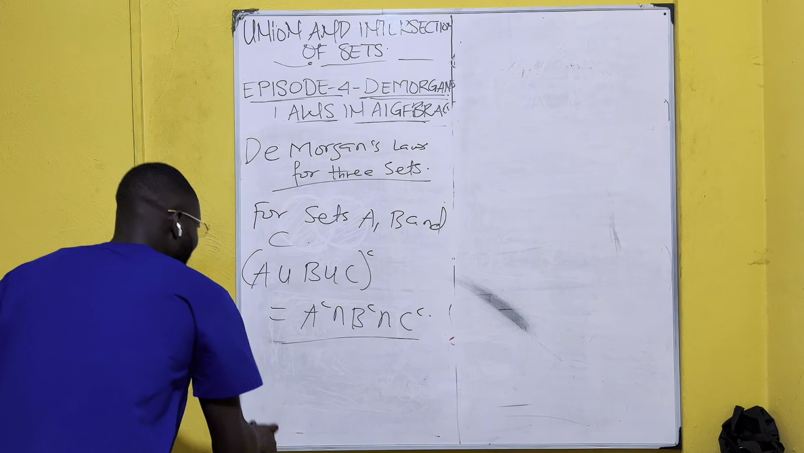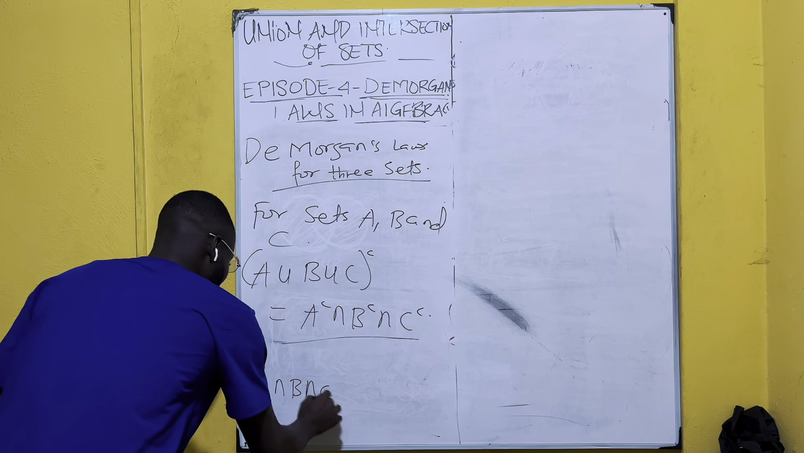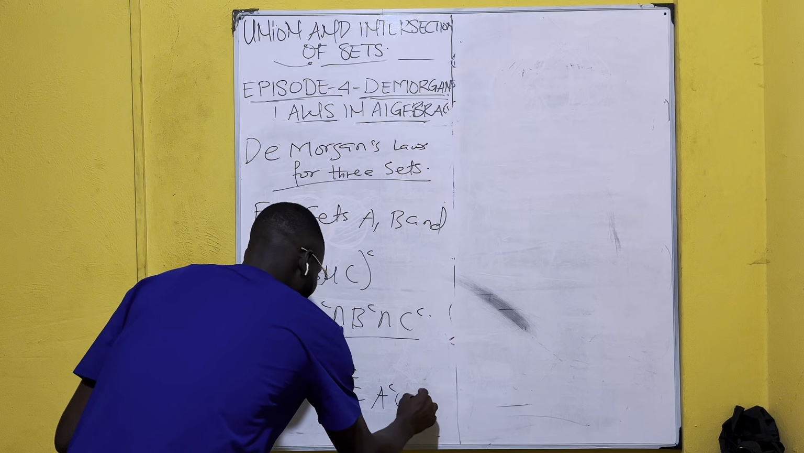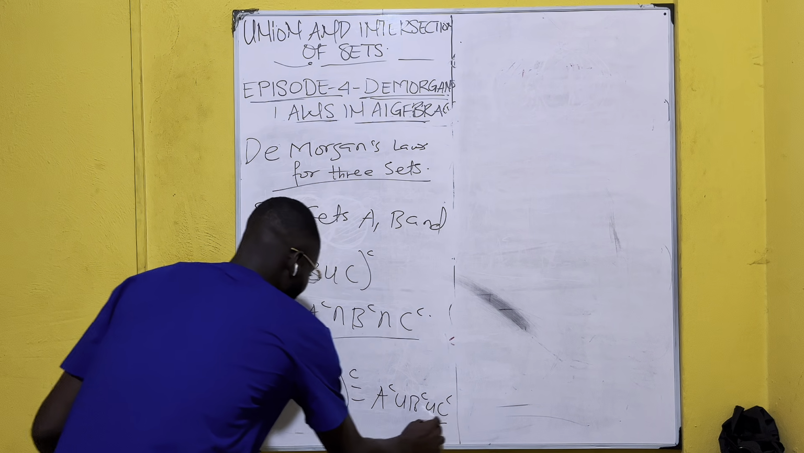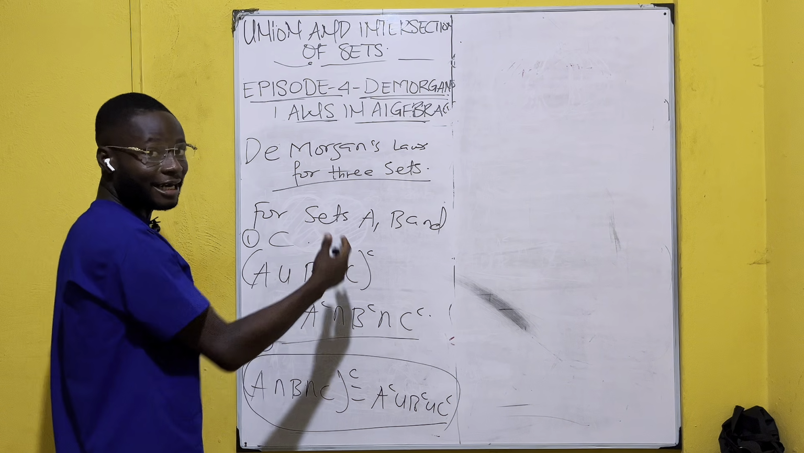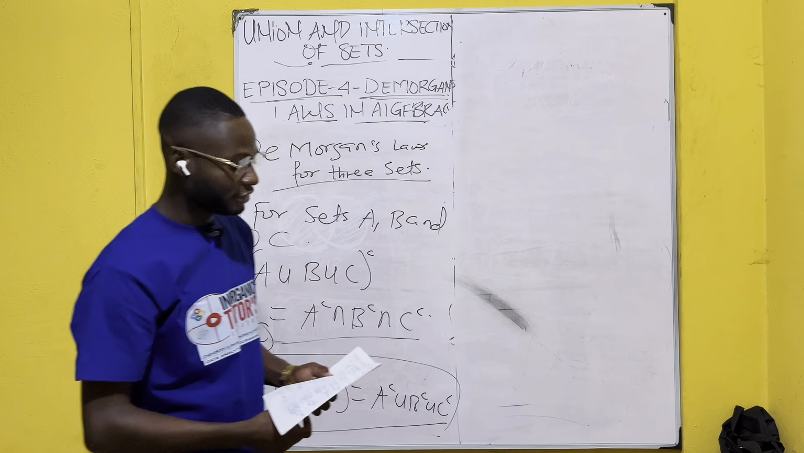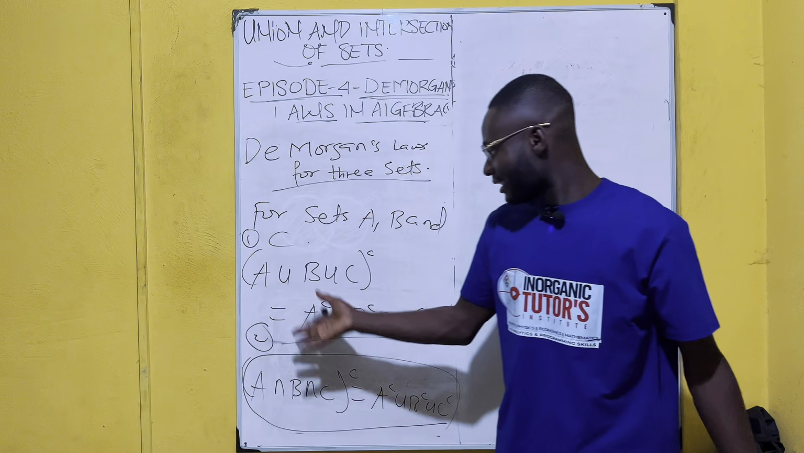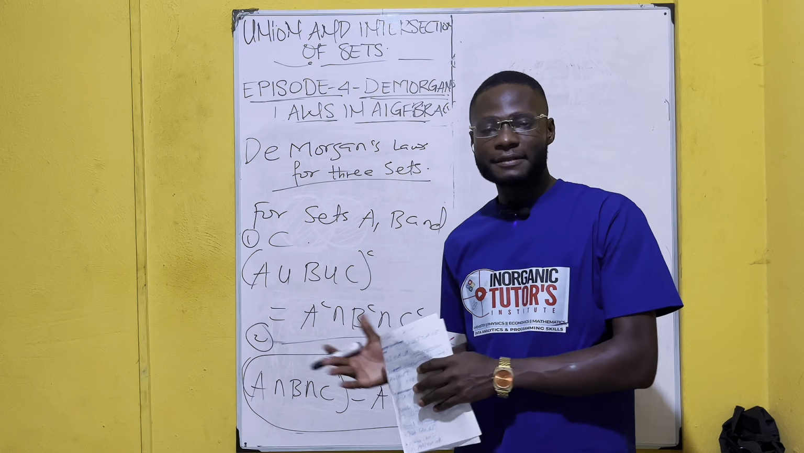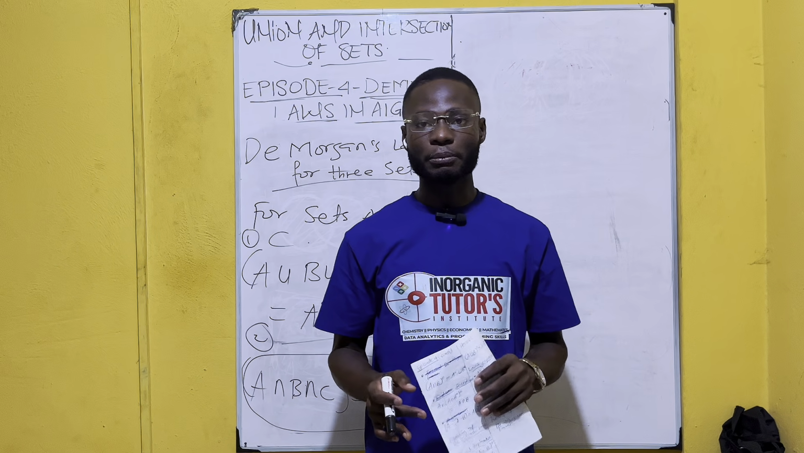Now let's look at the second part, where the complement of A intersection B intersection C is the same as A complement union B complement union C complement, right? This one and this one are from the previous discussion we just did, and this is just an extension. That is for three sets, all right? Now, once we have known this, I want us to move on to the importance of De Morgan's law.